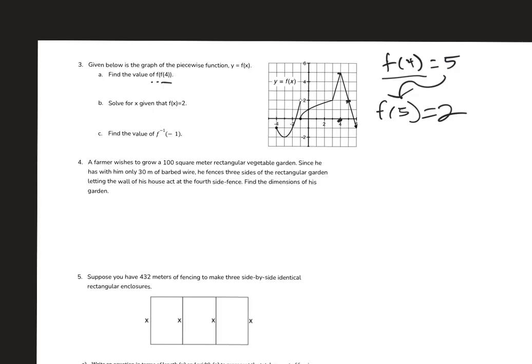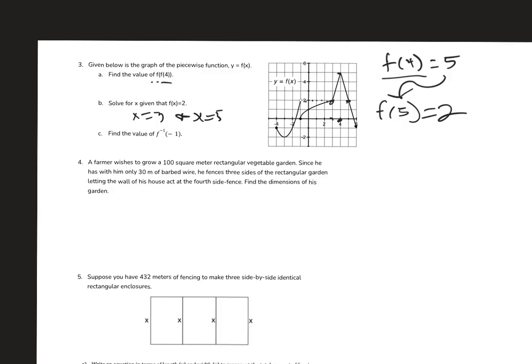Okay, we're asked to solve for x given that f of x is equal to 2. So we look for the value where f of x is equal to 2, and we can see that that occurs here when x is equal to 3, and we can also see that occurs when x is equal to 5. So this happens when x is equal to 3 and x is equal to 5.